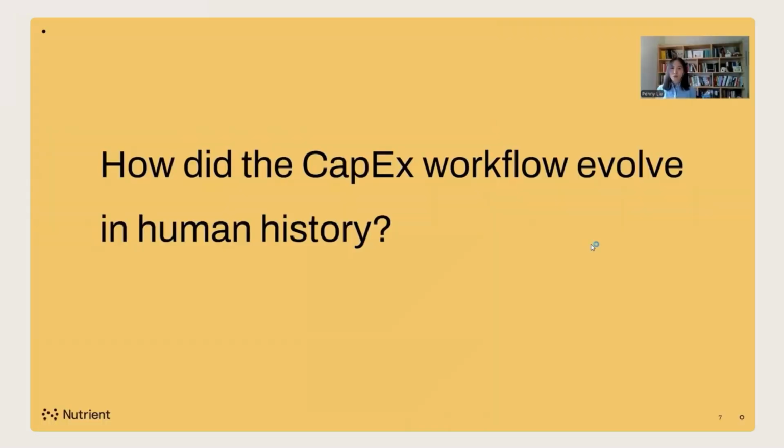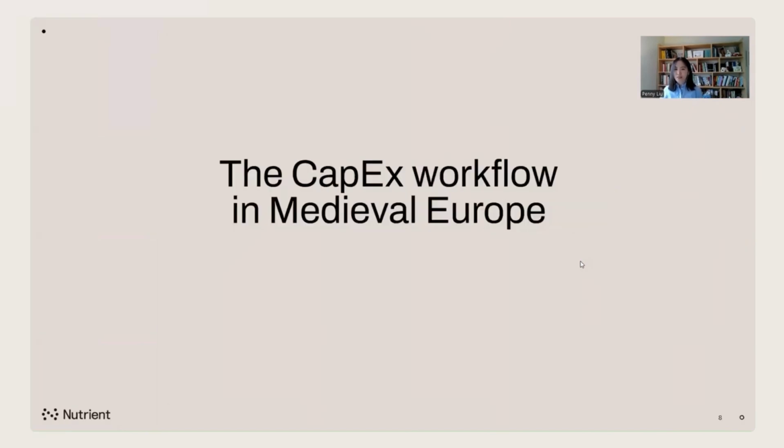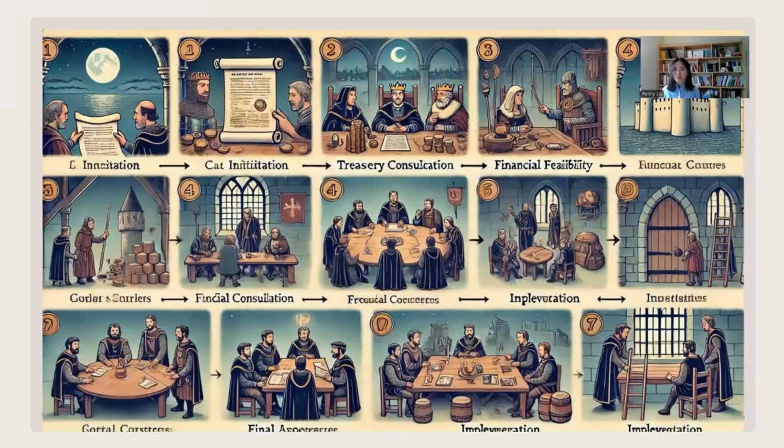So when I was preparing for this webinar, I was thinking about this question. How did the CapEx workflow actually evolve in human history? And I started thinking about how a CapEx workflow may have looked in medieval Europe. And this is what I came up with. I actually asked ChatGPT to generate this picture for me. So I think while a CapEx workflow as a structured financial process didn't exist at the time, large expenditures still happened at the time. For example, for land improvements, for civic projects, for military needs. So this is how it may have looked.